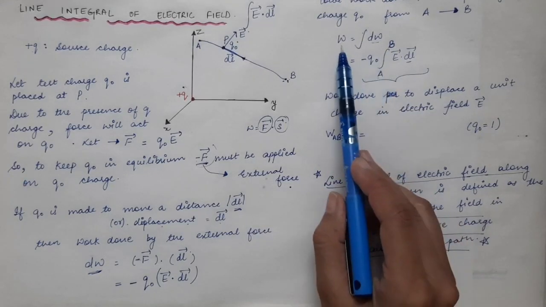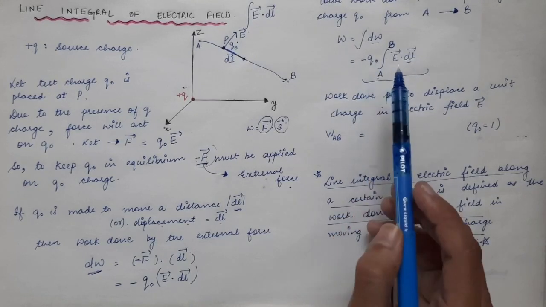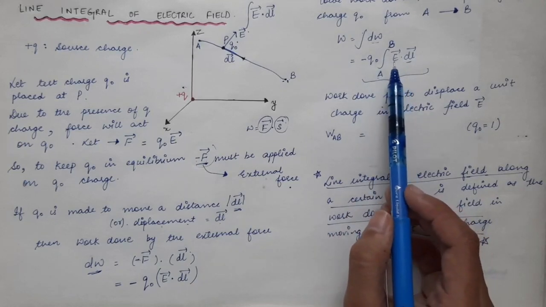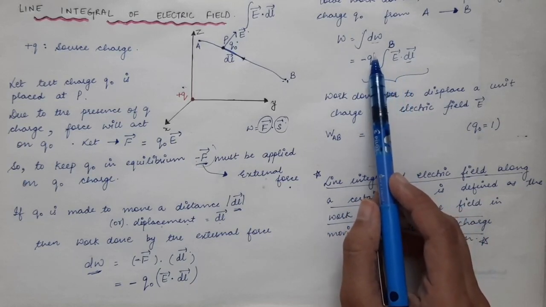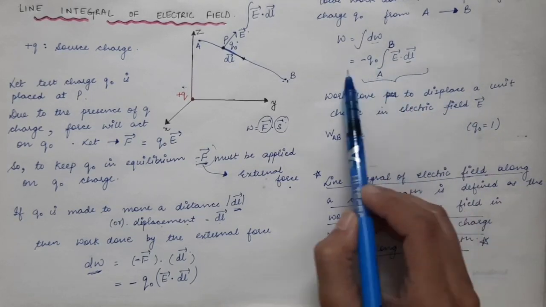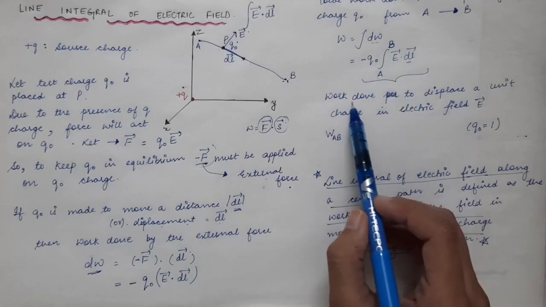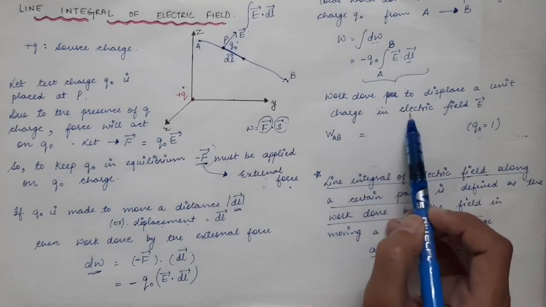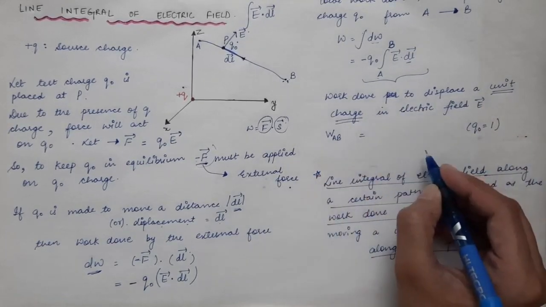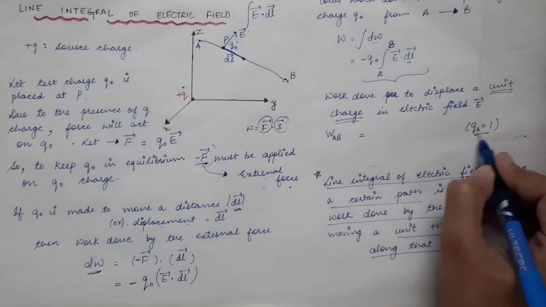Now this was the case for a test charge with magnitude q0. Now what if the test charge has a unit magnitude, so the magnitude is 1 unit? This was the work done to displace a test charge q0 from point A to point B. Now, the work done to displace a unit charge in the electric field: in this case we are talking about a special case where we have a unit charge, that is, q0 is equal to 1.